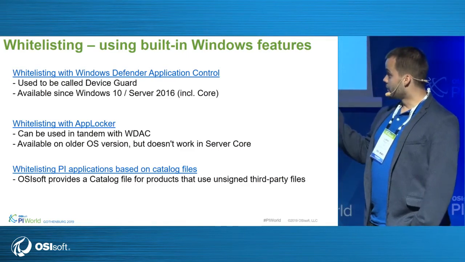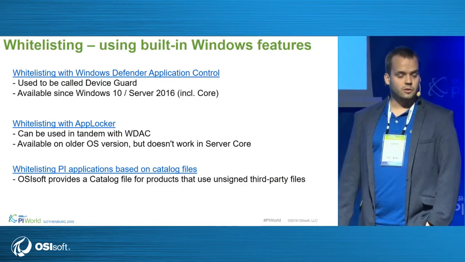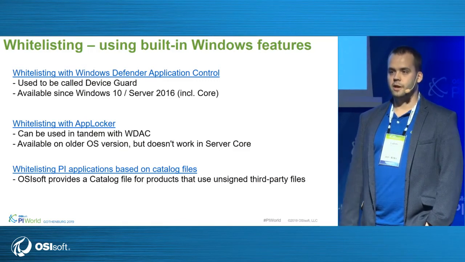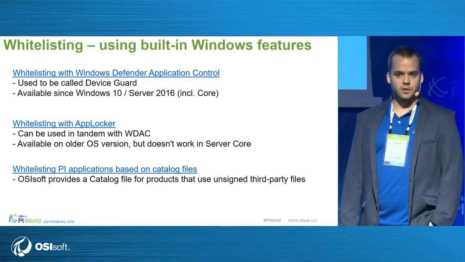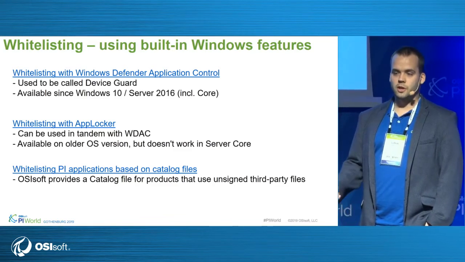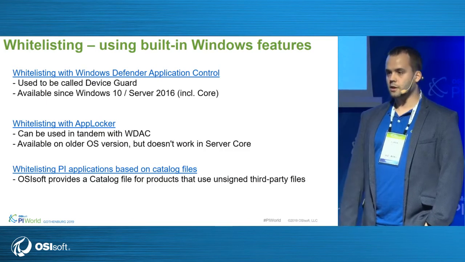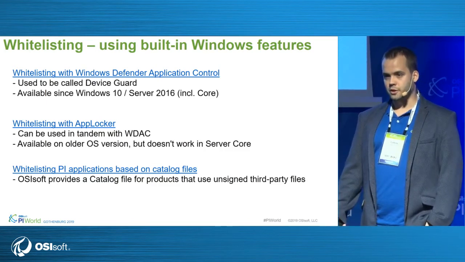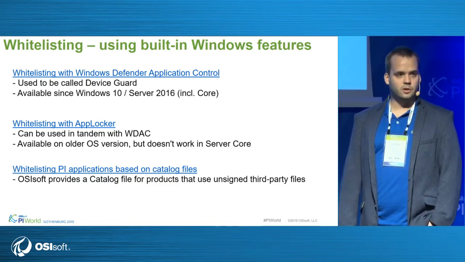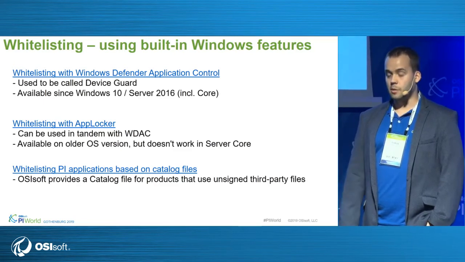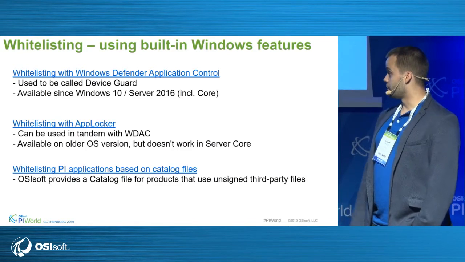And the last article is whitelisting PI applications based on catalog files. The reason for that is that at OSIsoft, we sign all our files with a digital signature so that you can check integrity of the file and verify that it's actually coming from OSIsoft. And these digital signatures can also be used in whitelisting rules. So you can very easily set up a couple of rules and allow our applications to be able to execute.